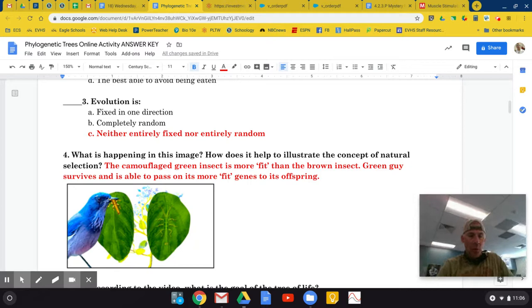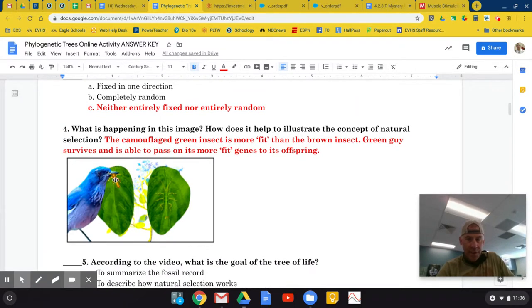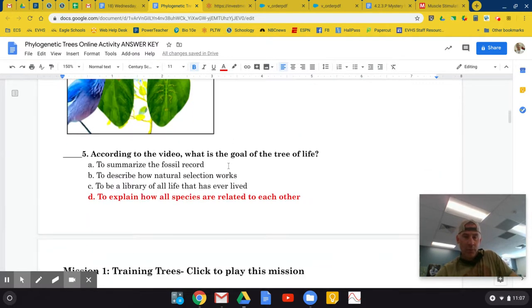If we look at number 4, what is happening in this image? Well, we're seeing the brown or yellowish insect getting snapped up by the bluebird, and the green insect here is camouflaged. That illustrates natural selection. I'm sure you guys did a great job explaining this because it's nothing too terribly tragic to understand. It's a concept that I think you had pinned down real well before we even left each other back in March. The green guy survives and is able to pass on its more fit genes to its offspring.